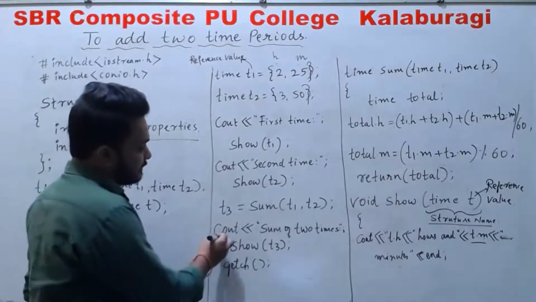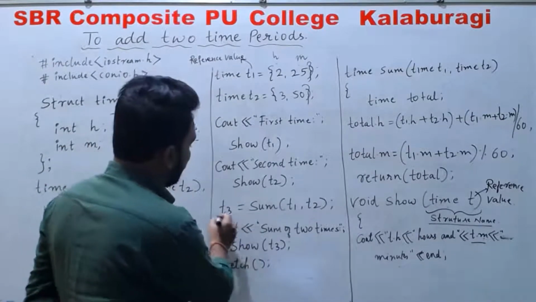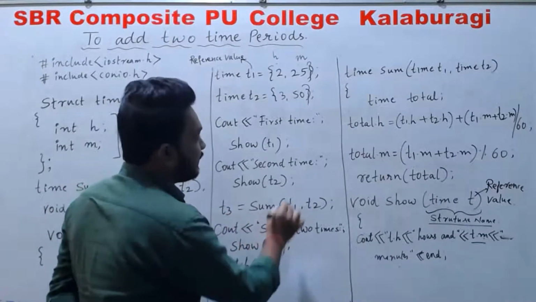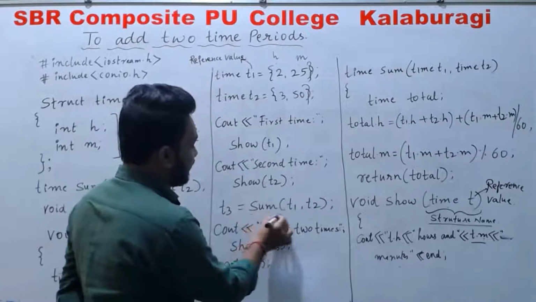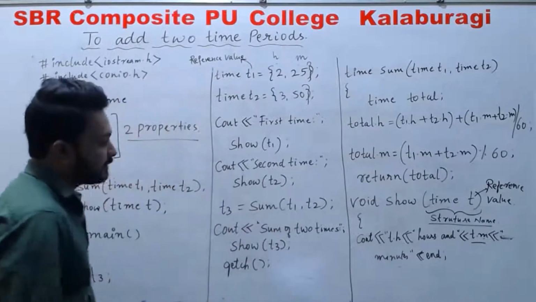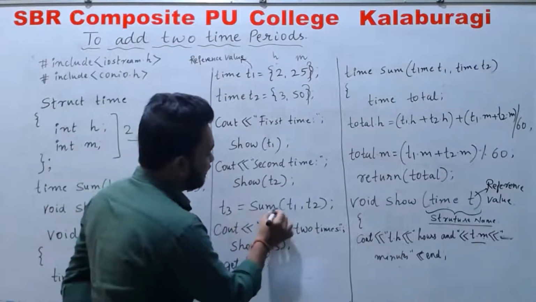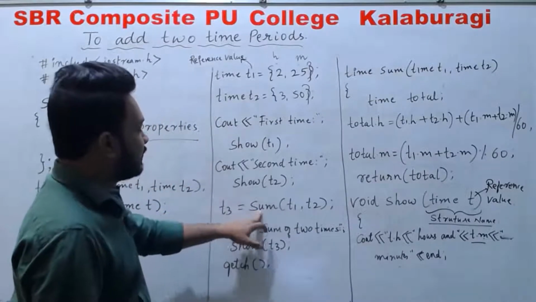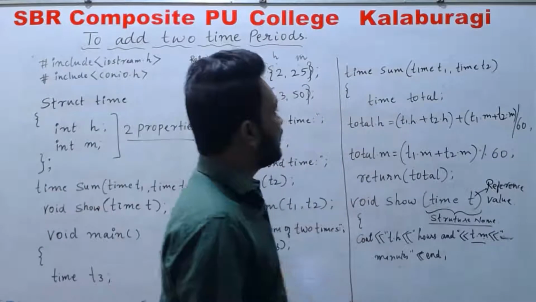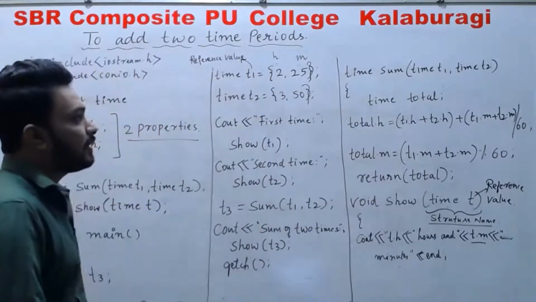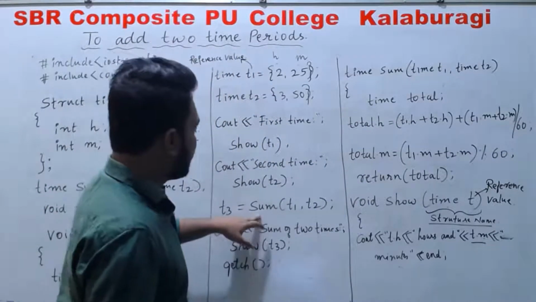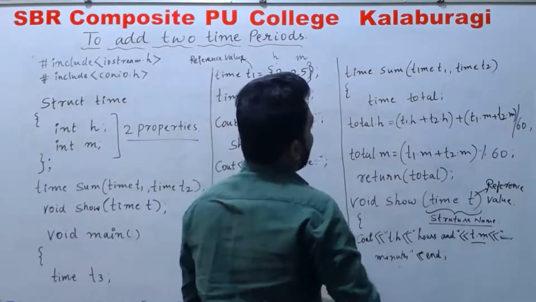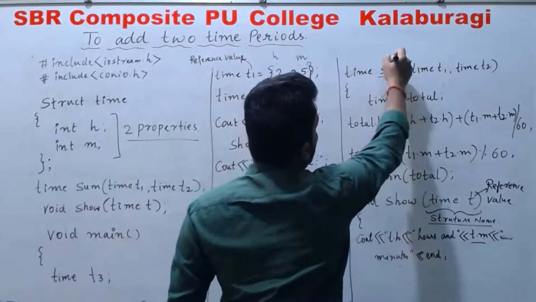So next is C out. No. Next is T3 equal to sum of T1, T2. What is sum here? The compiler will check what the sum is in our program. It will check all the program and finally come to know that it is also a function included in our program. So we'll write a function here.